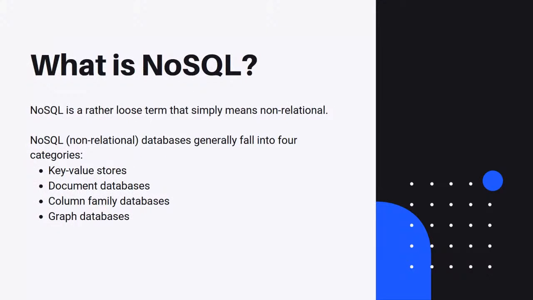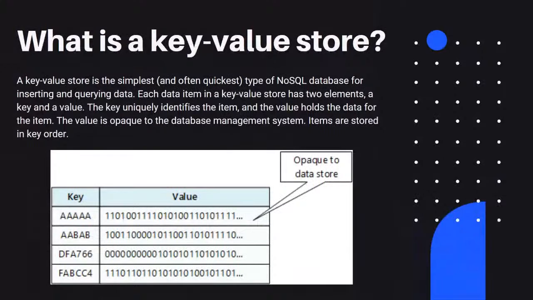So let's see what NoSQL is. NoSQL is just a term for non-relational SQL. NoSQL databases generally fall into four categories, to store data in different formats, for data available in different forms. Firstly, we have our first category, key value stores.